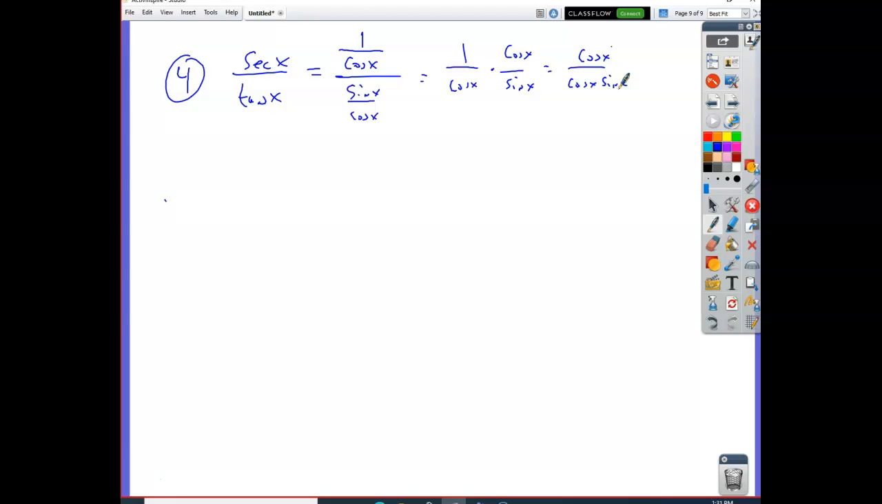Okay. So cosine x should be canceled out here, right? Because it's a factor in both of these. Yeah. Right? So if I look at it this way, I should know that I cancel those out. Right? Sine x. 1 over sine x, which we could write as 1 over sine x, that's perfectly appropriate, or cosecant x.